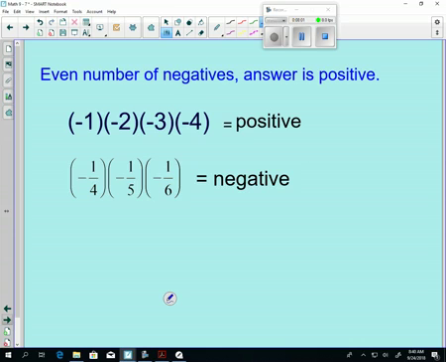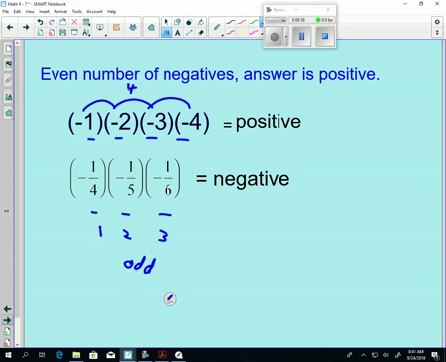Even number of negatives, the answer is positive. If we have more than one number, say we're multiplying 1 number by 2 numbers by 3 numbers by 4. If the number of numbers that we're multiplying is even, 4, these are 4 numbers, 1, 2, 3, 4, then our answer will be positive. If the number of numbers or fractions that we multiply is odd, 1, 2, 3, that's an odd number, then the answer will be negative.